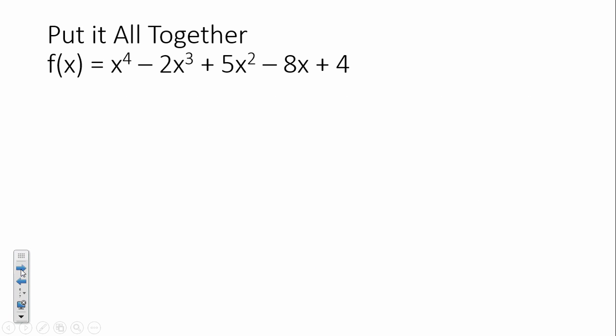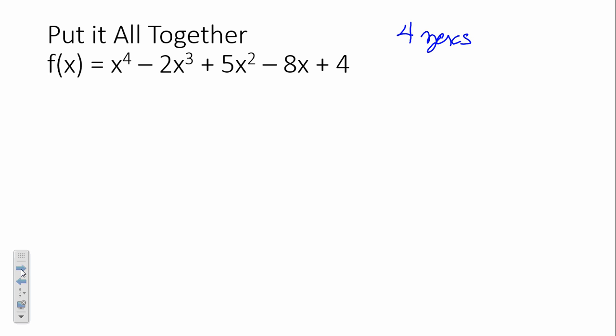So, putting it all together, how many zeros will this have? 4. Okay, how do you know? The highest power of x is 4. 4 zeros. Okay?